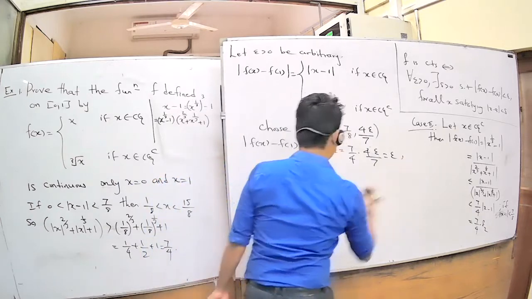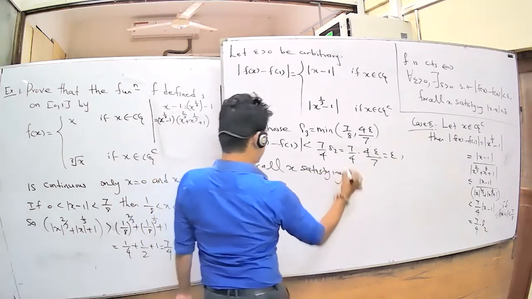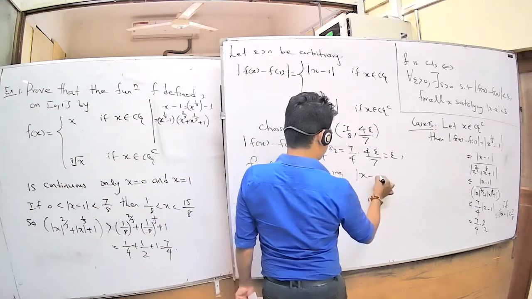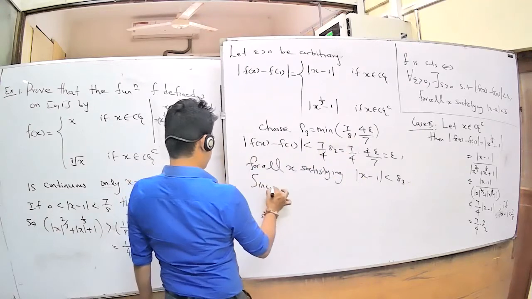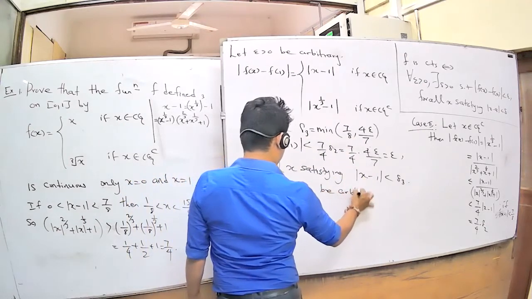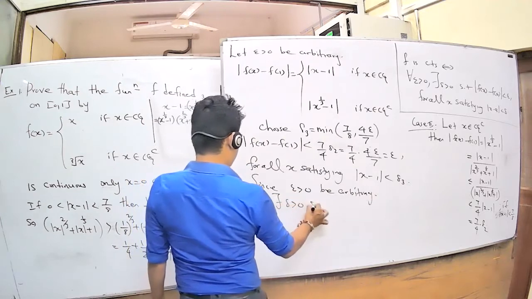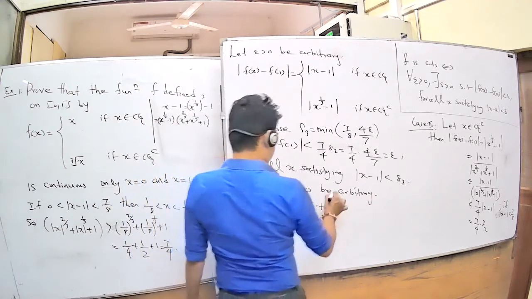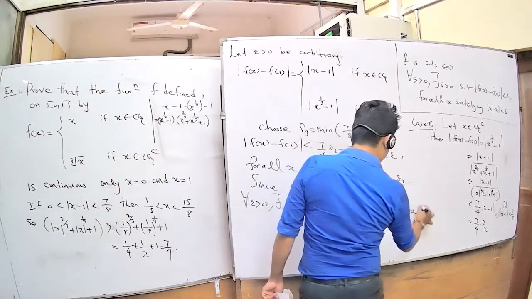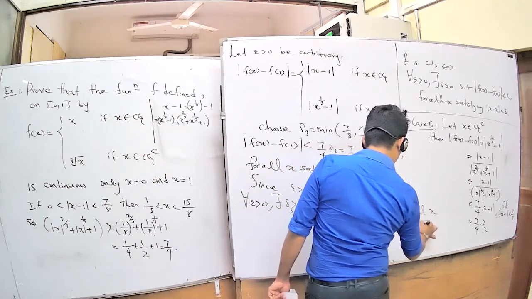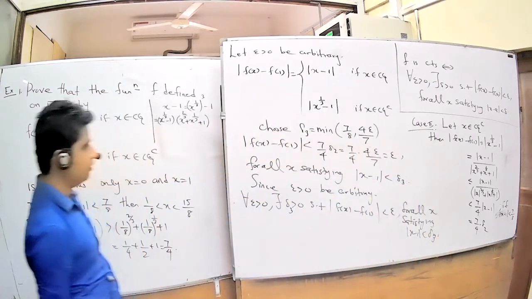Right, for all x satisfying which condition? |x - 1| < delta 3. Okay, therefore, since epsilon greater than 0 is arbitrary, this result holds for all epsilon greater than 0: there is delta 3 greater than 0 such that |f(x) - f(1)| < epsilon for all x satisfying |x - 1| < delta 3, right?